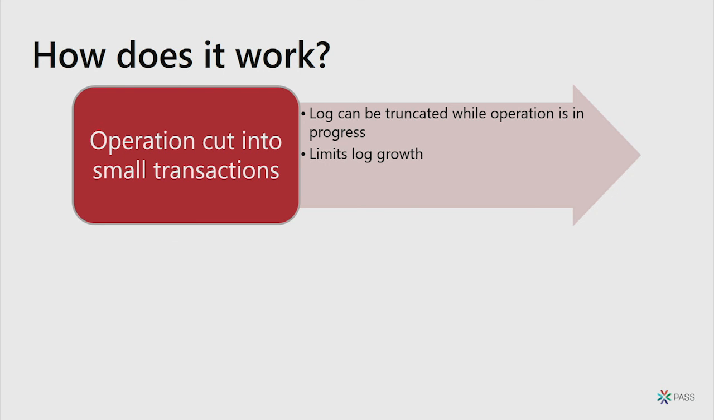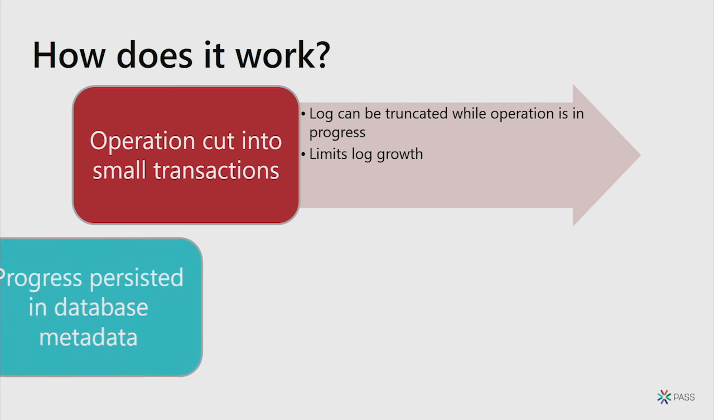So rather than having one giant atomic transaction, you have smaller transactions, and they are committing as they go. So this means that your log should not grow as large, and you can checkpoint while all this is happening. It can be truncated while the process is going on. You can back up the transaction log while the process is going on, and you have those smaller transactions there.